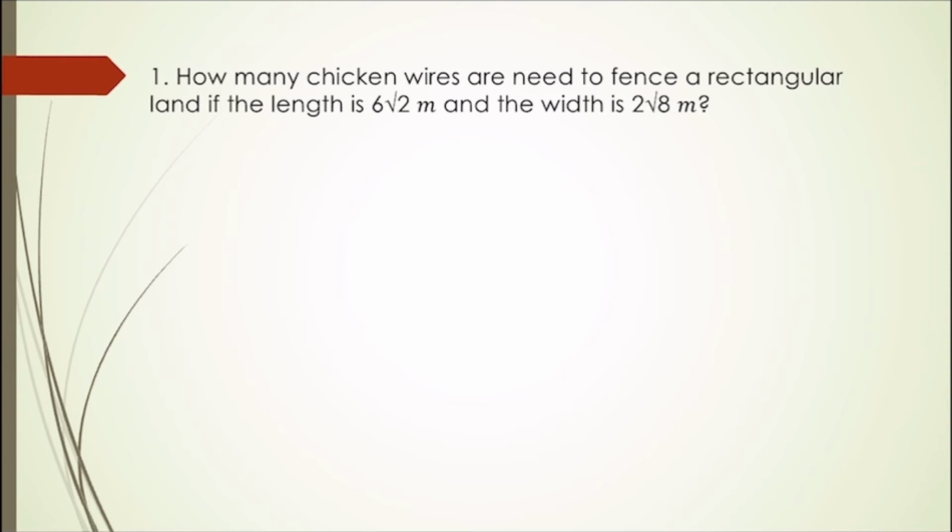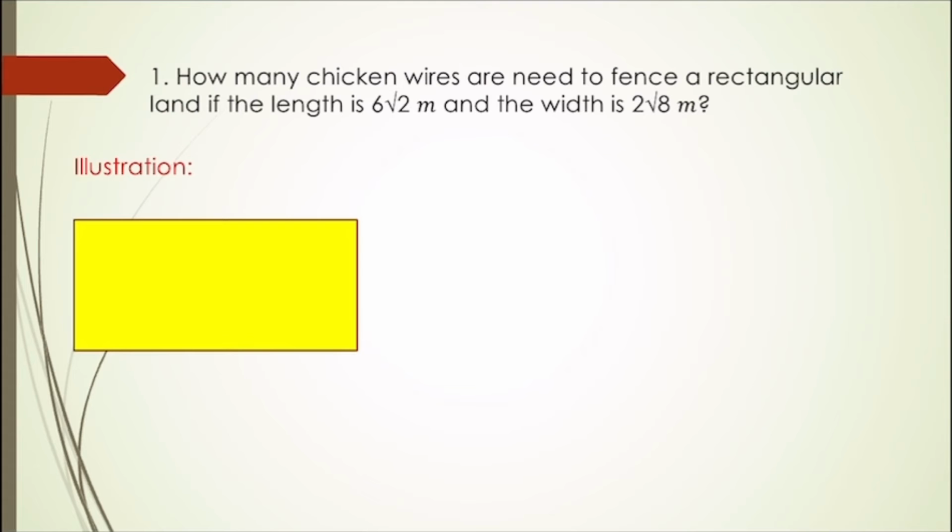So for number 1, how many chicken wires are needed to fence a rectangular land if the length is 6 and square root of 2 meters and the width is 2 and square root of 8 meters? So again, after we read the problem carefully, we can illustrate now. So we will have our illustration. So ang mini-mention natin dito is a rectangular land. So ayan siya. And then ang length daw ay 6 and square root of 2 at ang width naman daw niya ay 2 and square root of 8.